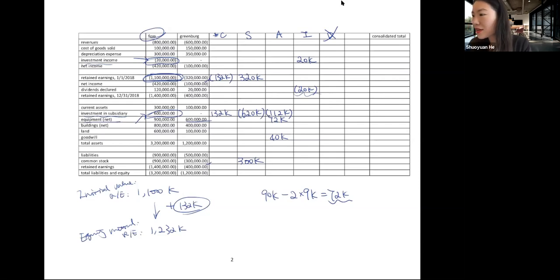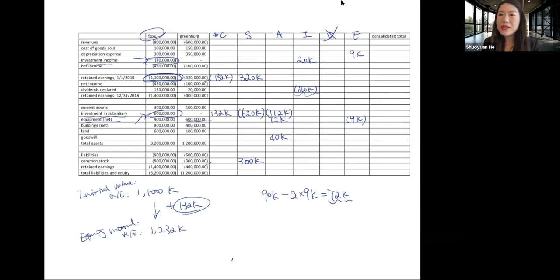The last one, consolidation entry E. The purpose is to recognize current year amortization of the excess payment. So we credit 9,000 amortization for the equipment. And this is depreciation because equipment is a tangible asset. So this is depreciation expense for the firm.